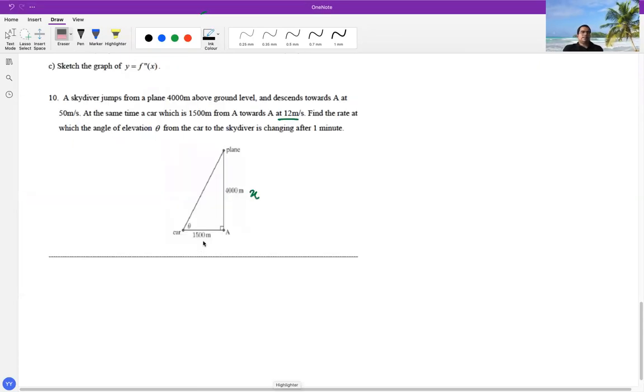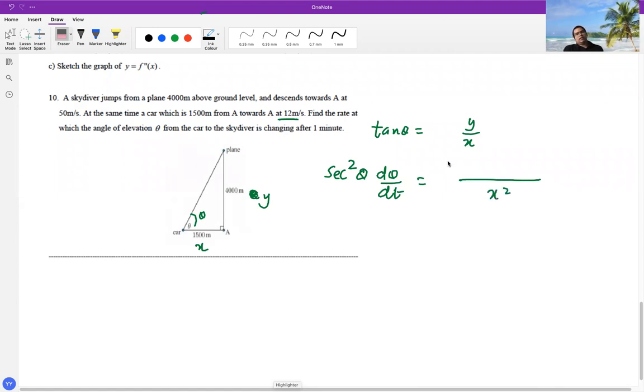Since you know that this is a variable x, I could take this as, let's say, y, this is x, and this is theta. So obviously tan theta is nothing but y over x. Now we apply related rates here. Tan theta is y over x, so if I take the derivative, sec squared theta d theta by dt equals, over x squared as it is, x times the derivative of y, which is dy by dt, minus y times the derivative of x with respect to t, which is dx by dt.